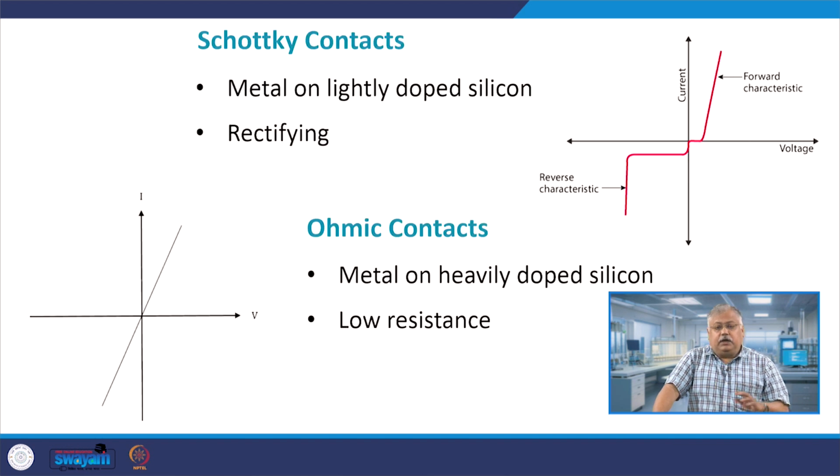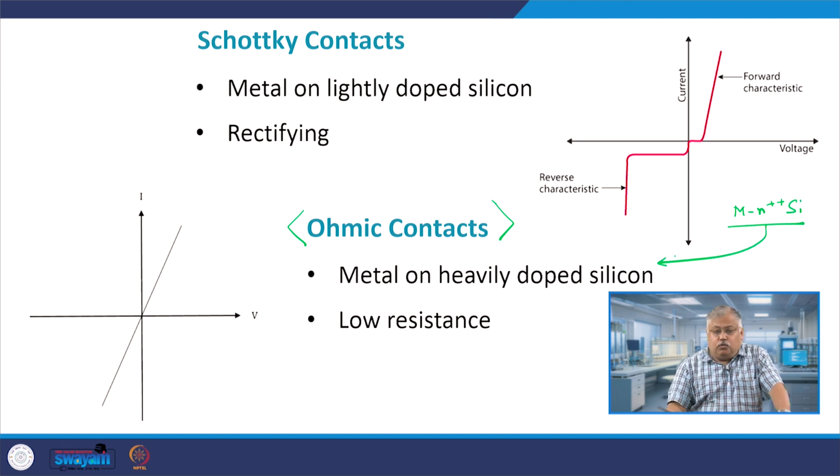Let me come to the Schottky contact now, and let me come to ohmic contact. We have already discussed this point, but we will go one by one. Ohmic contacts are basically metal on a heavily doped silicon. So, if you have a metal as well as a heavily doped silicon, then this is basically an ohmic contact. And if you do it on a lightly doped silicon, then this is basically a Schottky contact, and this is a rectifying contact.